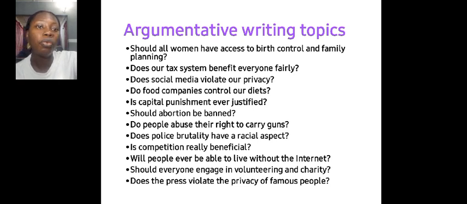Should all women have access to birth control and family planning? Does our tax system benefit everyone fairly? Does social media violate our privacy? Do food companies control our diet? Does the press violate the privacy of famous people? Should everyone engage in volunteering and charity? Will people ever be able to live without the internet? These can serve as inspiration for your next argumentative writing topic.